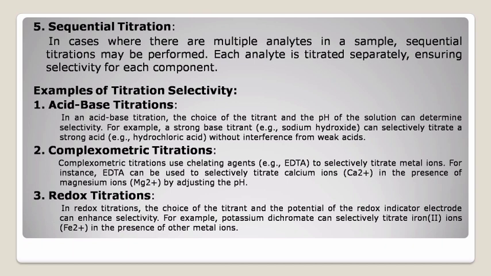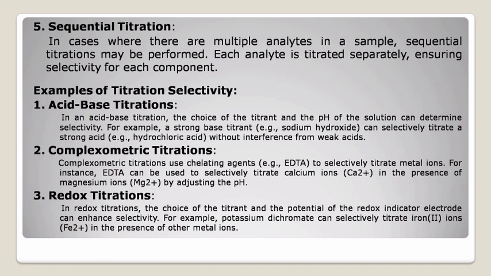Examples of titration selectivity. First, acid-base titrations. In an acid-base titration, the choice of the titrant and the pH of the solution can determine selectivity. For example, a strong base titrant, for example sodium hydroxide, can selectively titrate a strong acid, for example hydrochloric acid, without interference from weak acids.